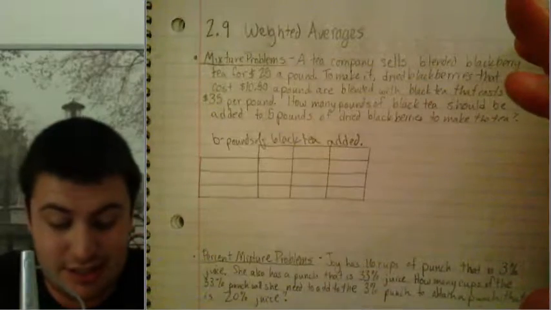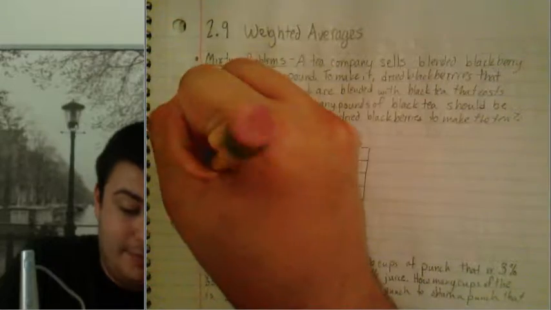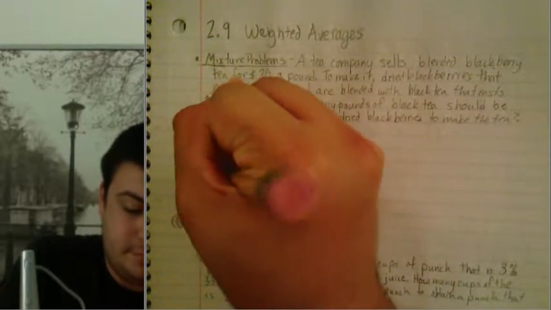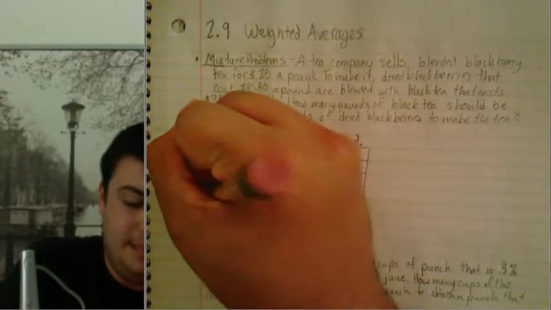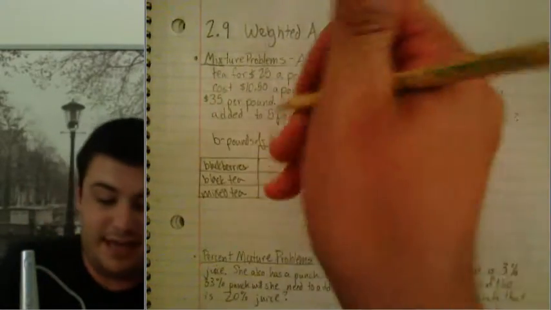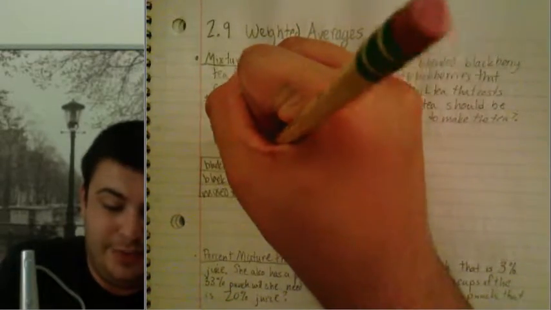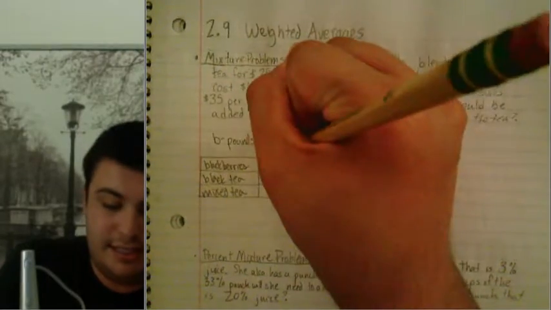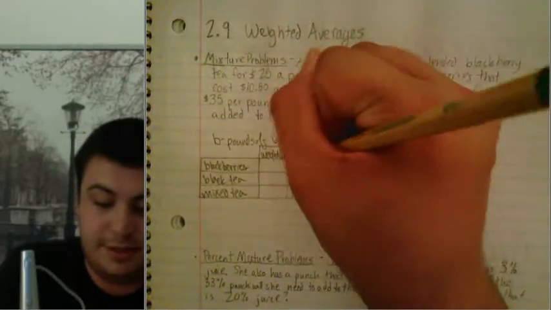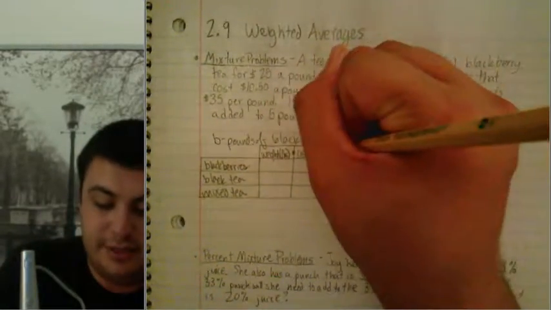And in my chart, I'm going to talk about the blackberries, the black tea, and the mixed tea. And I'm going to use the basic fact that the weight, or the pounds, times the cost per unit equals the total price.